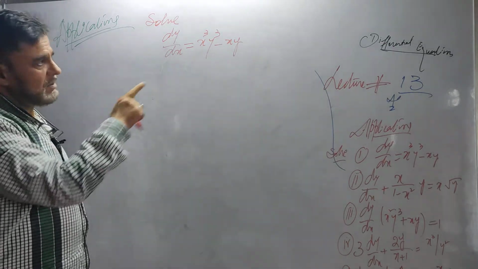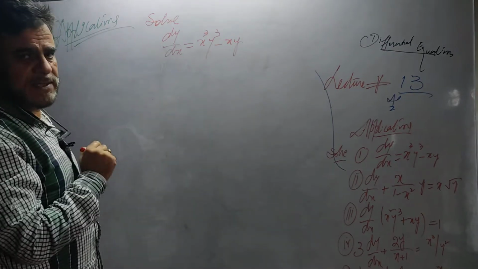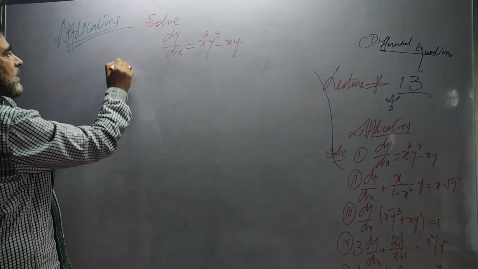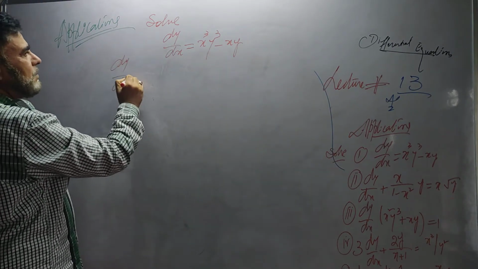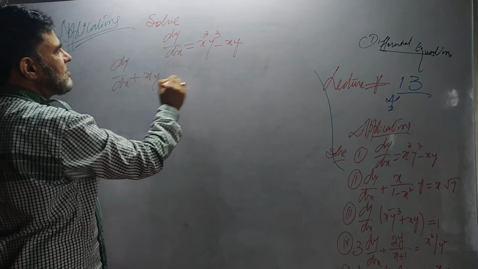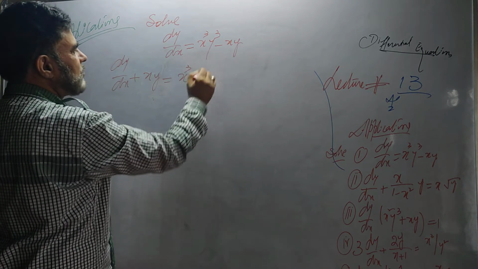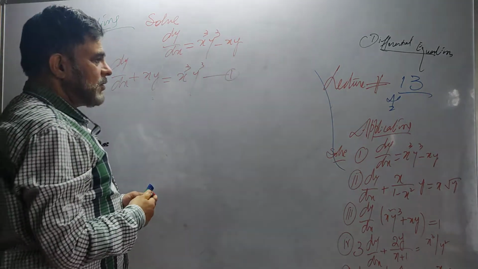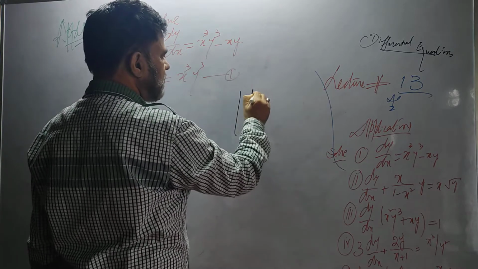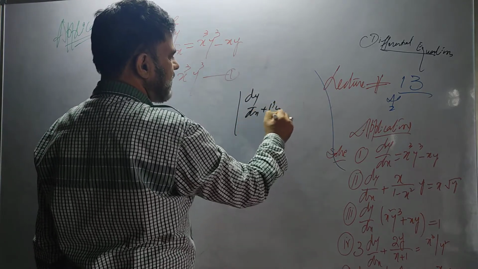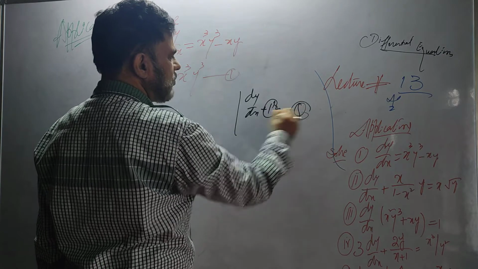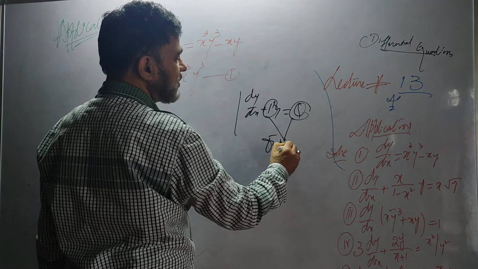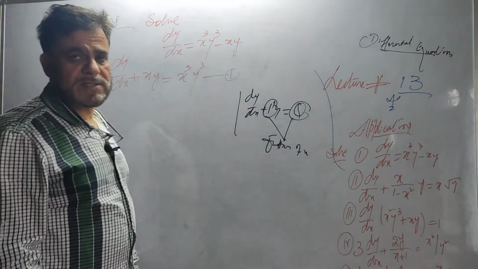You have dy by dx. You just look, y is also existing in linear form. The linear power of y, I will transpose to this side. It is dy by dx plus xy is equal to x cube y cube. This is your differential equation. It is of course Bernoulli's type. The standard linear equation is dy by dx plus py is equal to q, where p and q should be constants or functions of x.